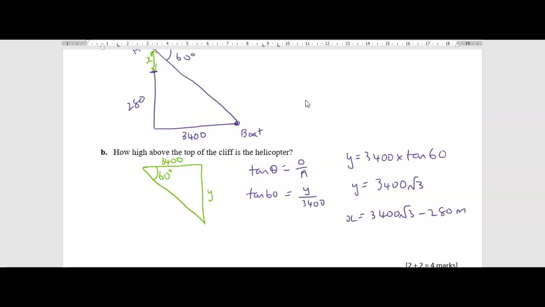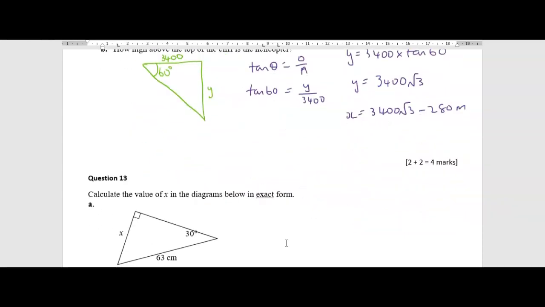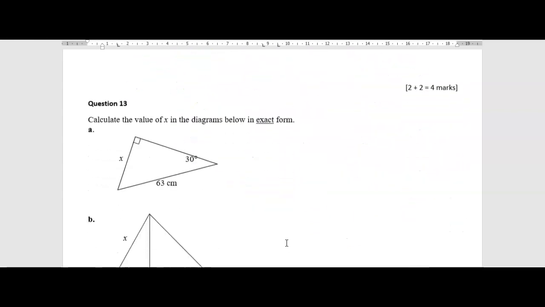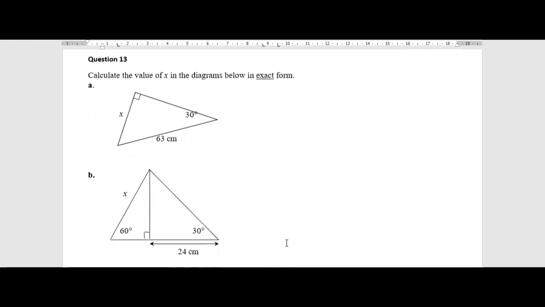So you can't really change this. Okay, don't go doing 3,400 minus 280 because you're effectively multiplying the root 3 there. So just leave it as 3,400 root 3 minus 280. I feel like I may have made an error there somewhere, so I'm just double checking. Okay. All right. Question 13.